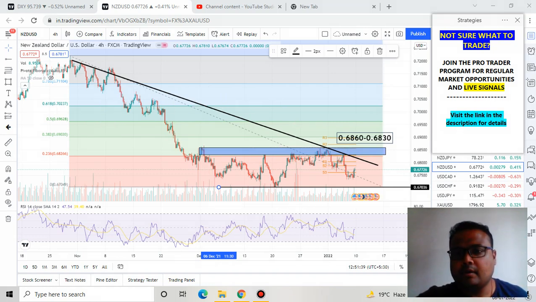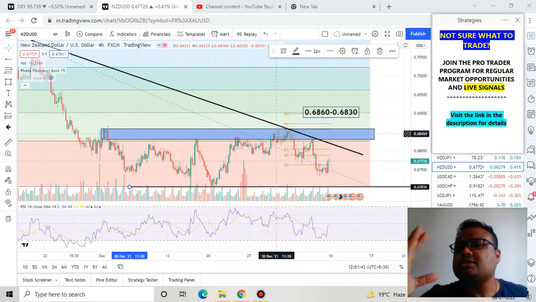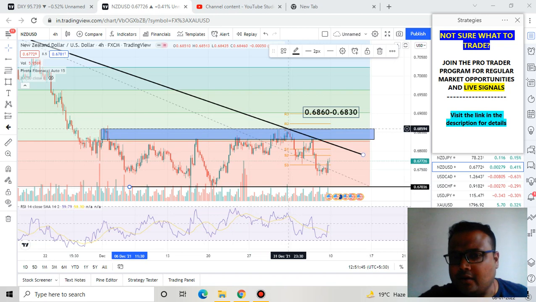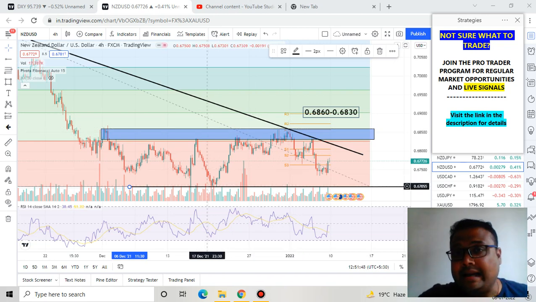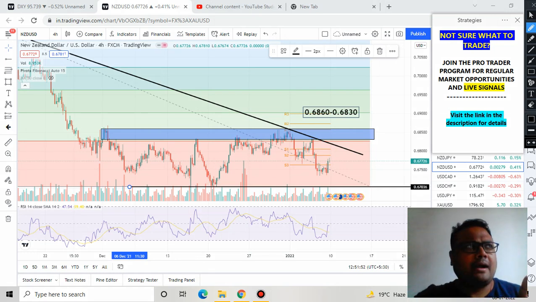Okay, and if we just focus here, then we have a very strong resistance zone at the top and we have also a support at the bottom. And right now the last traded price is 0.6772. This is the last traded price here.